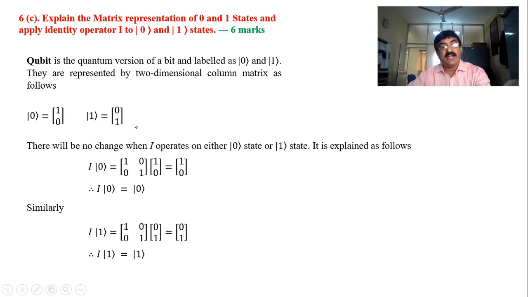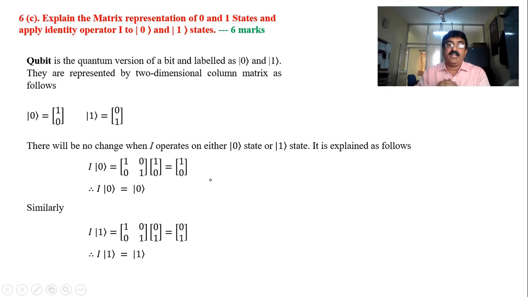Now let us have an identity matrix. Identity matrix is 1 0 0 1. Now you operate I on 0 and show that it remains as it is. See, when I operate I on 0, I end up with ket 0 only. Similarly, when I operate on 1, I end up with ket 1 only. That means the identity operator is something like the number 1. 1 into anything is that anything.